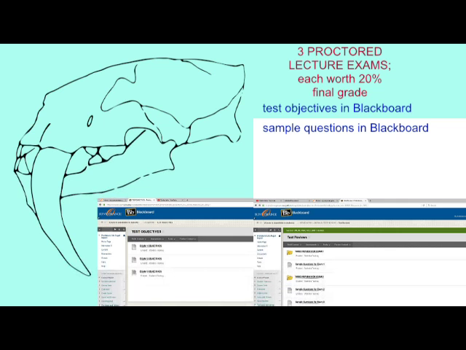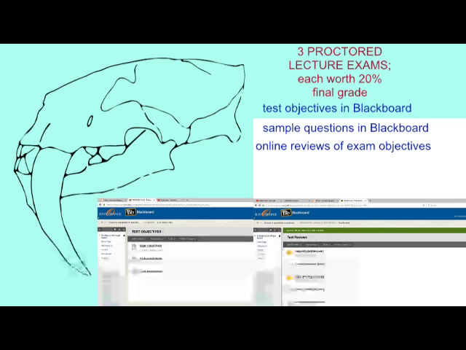And there is a folder which will have a video review in which I go through each and every objective and say, here's the question and here's the answer or how you could correctly answer the question.